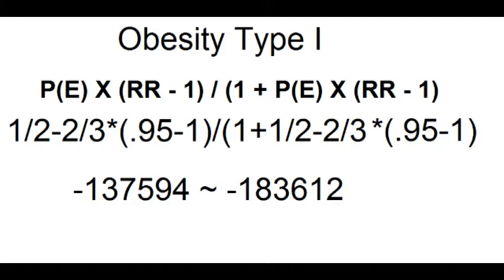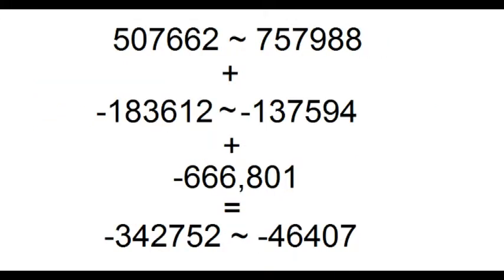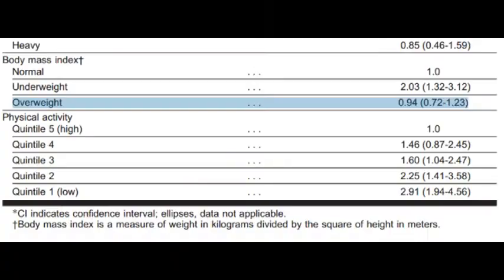If I guess that between half and 2/3 were obese, type 1, then I get about 138 to 184,000 deaths prevented. For obesity type 2 and 3, the number comes to 508 to 758,000 deaths. If we add these up, then we get a net decrease in deaths globally, from 343 to 46,000 deaths averted.